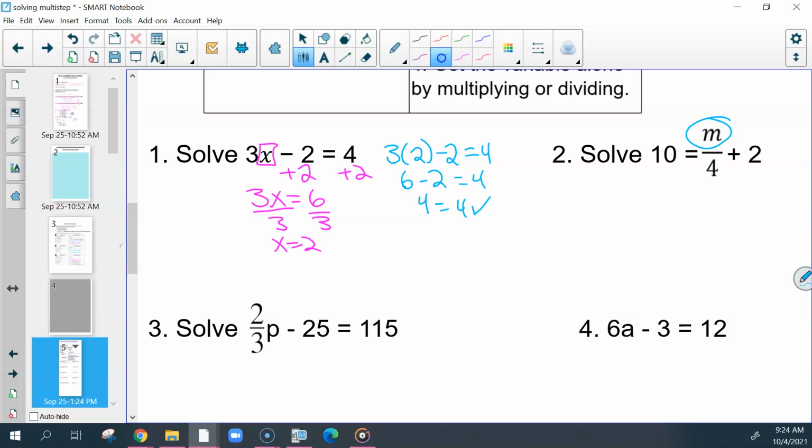So what would we end up doing? Subtracting the 2 on both sides. And then how would we get m by itself? Multiply by 4 on both sides. So when we do this, that multiplicative inverse happens, they cancel out. You could also write it as 4m over 4 and then simplify the 4. But you could also skip that step and just know that they cancel.